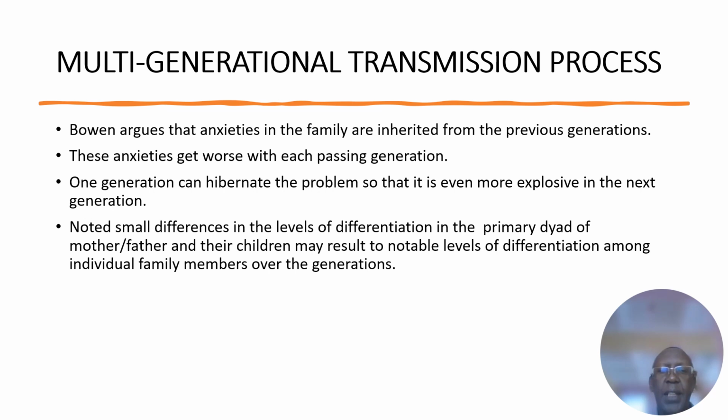The multi-generational transmission process. Bowen argues that anxieties in the family are inherited from the previous generations. These anxieties get worse with each passing generation. One generation can hibernate the problem so that it is even more explosive in the next generation. Small differences in the levels of differentiation in the primary dyad of father and mother and their children may result in notable levels of differentiation among individual family members over the generations.